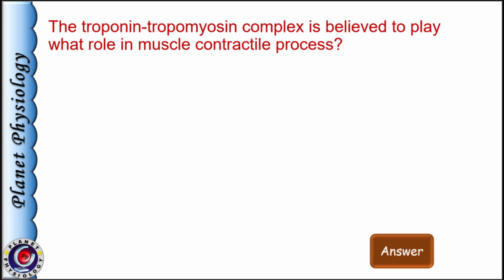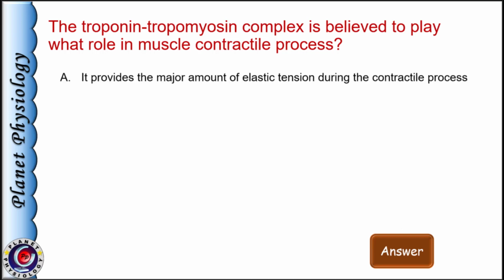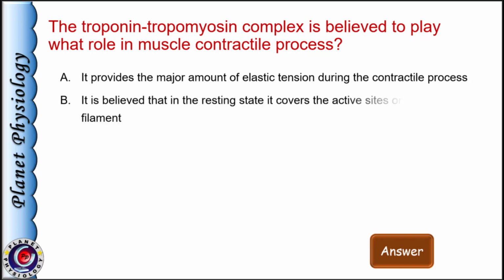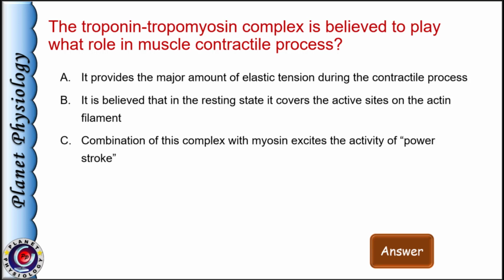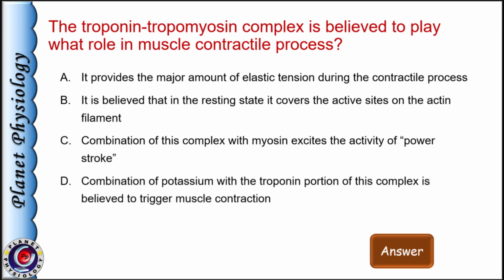Troponin-tropomyosin complex is believed to play what role in muscle contractile process? A. It provides major amount of elastic tension during the contractile process. B. It is believed that in resting state, it covers the active sites on the actin filament. C. Combination of this complex with myosin excites the activity of power stroke. And D. Combination of potassium with troponin portion of this complex is believed to trigger muscle contraction.